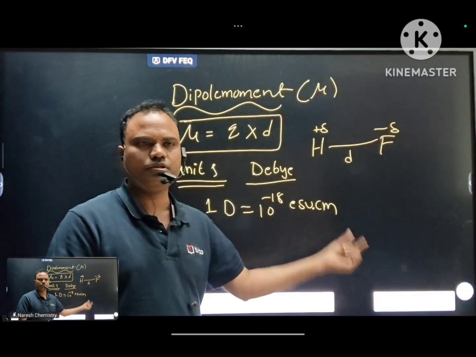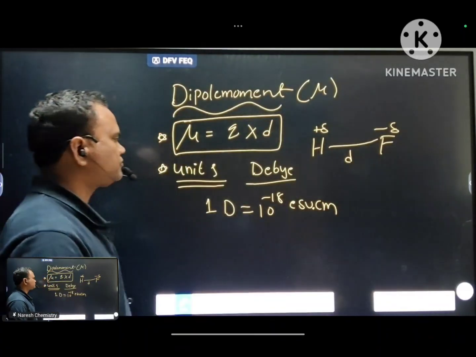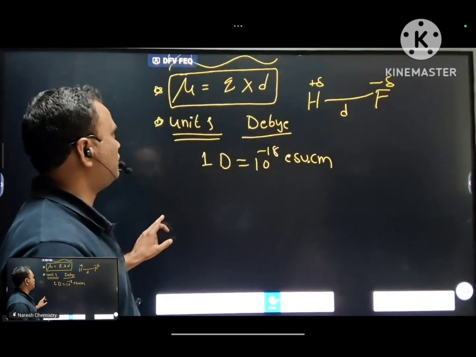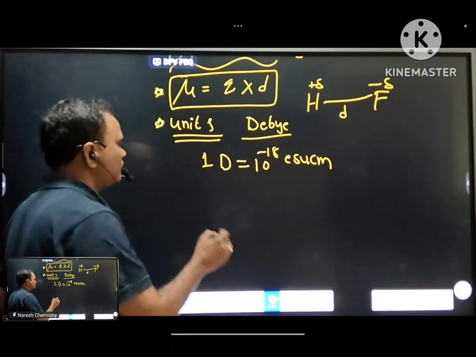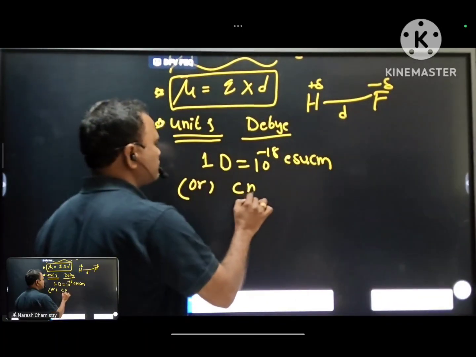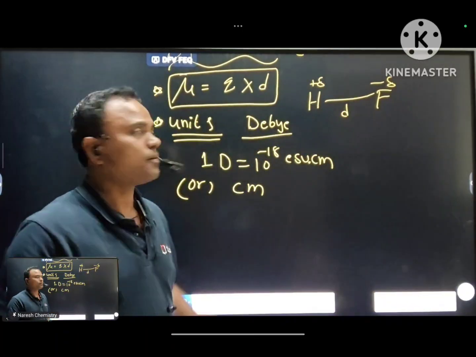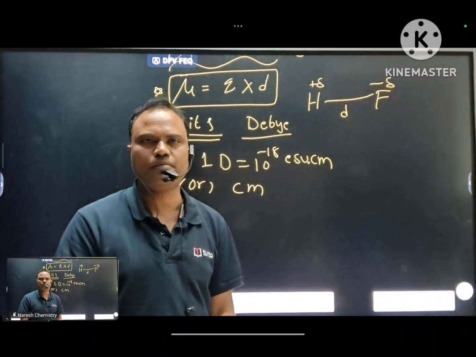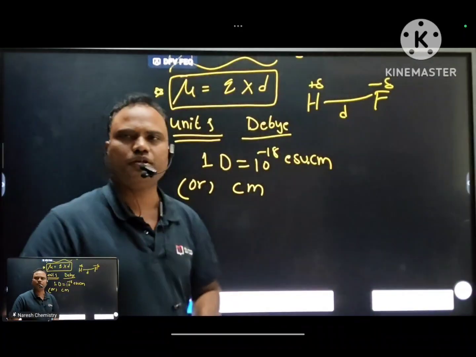Charge, centimeter for the distance. You can write units like this also: coulomb meter. The unit for charge is coulomb, for distance, meter. Coulomb meter is another unit.